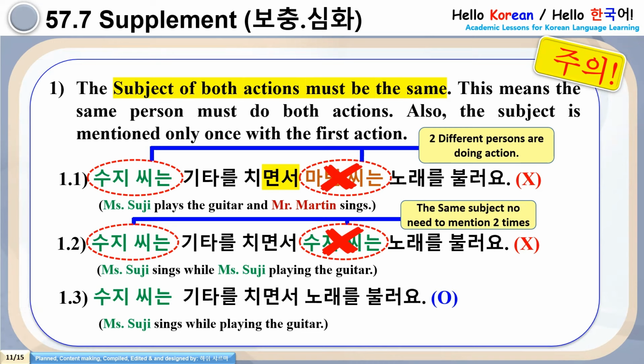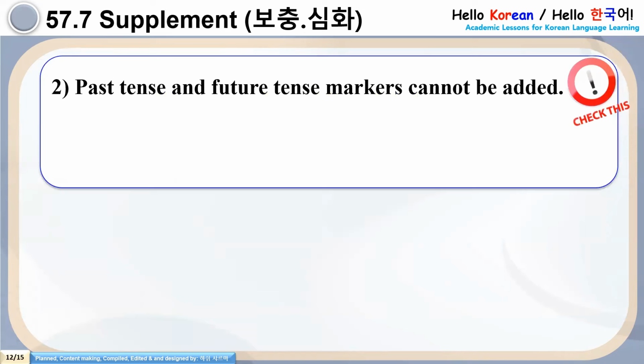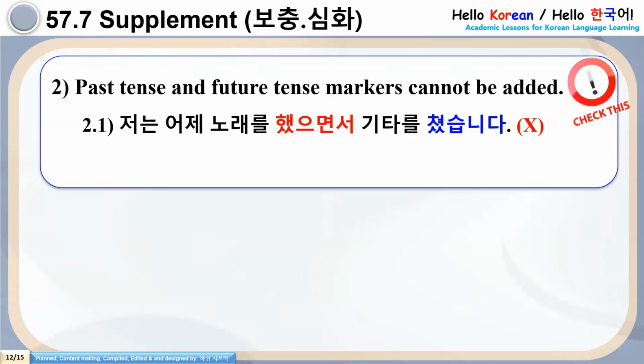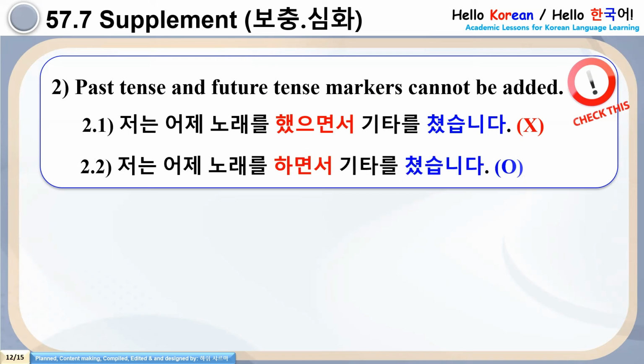So this restriction is very, very, very important, 여러분. Subject of both action must be the same. Yes, 여러분. Please make notes for it. Come to the second restriction, 여러분. Past tense and future tense markers cannot be added. C 2.1. 저는 어제 노래를 했으면서 기타를 쳤습니다. C 2.2. 저는 어제 노래를 하면서 기타를 쳤습니다.